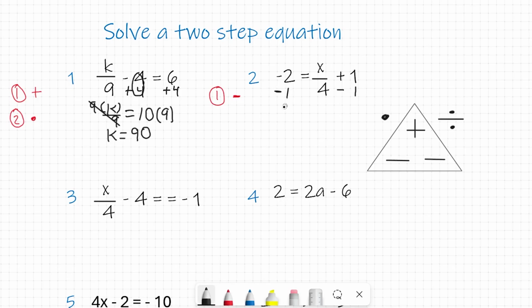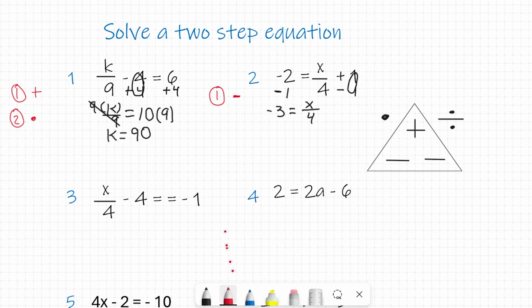Now, can you see that these two have the same sign? Whenever they have the same sign, you're gonna add it up and you're gonna keep the sign. That's how we're gonna get -3. On the other side, I'm gonna bring down x divided by 4. And positive and -1, they cancel each other out. Okay. Now, that is step one. We subtract 1 to get rid of it.